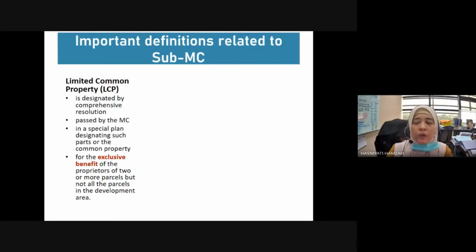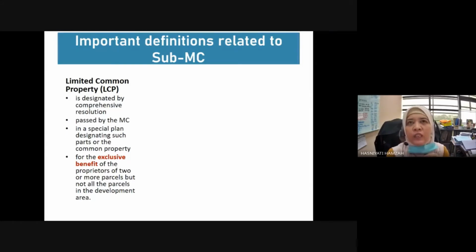Okay, now we learn about the important definitions. Important definitions related to sub-MC. We are going to learn about limited common property, exclusive benefit, and also sub-MC. 3 definitions. Now we begin with limited common property. What is the definition? LCP is designated by comprehensive resolution. Designated, diluluskan, mesti ditandakan, mesti diwar-warkan, mesti dikreatkan by way of comprehensive resolution. And we have learned this before, comprehensive resolution during the AGM or EGM, di dalam general meeting.